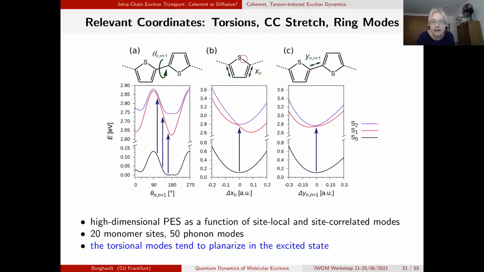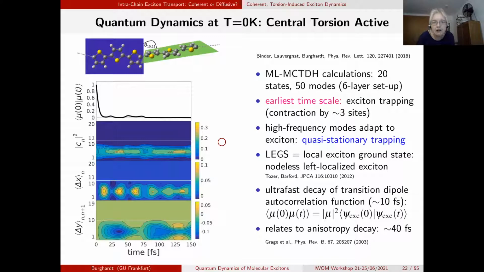And then we have these intramolecular and intermolecular bond distance modes. And this is encoded in the Frenkel-Holstein form of the Hamiltonian. Now with this, we do this MCTDH dynamics, more precisely multi-layer MCTDH. This is not too big as a calculation, up to 50 modes and 20 Frenkel type states. We start from this twisted geometry and we look at what happens during the first 150 femtoseconds.